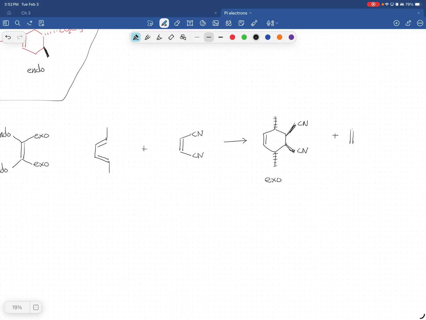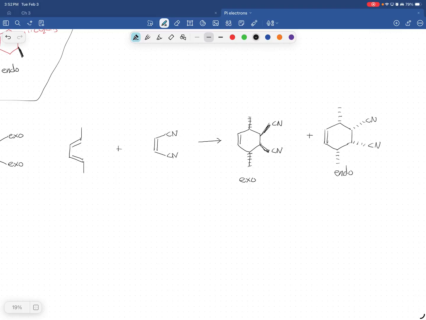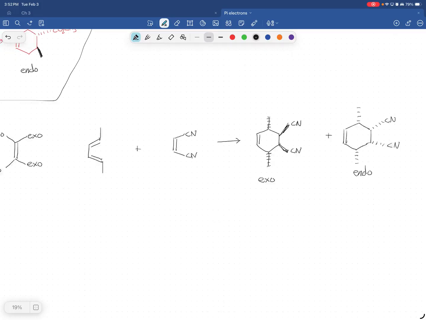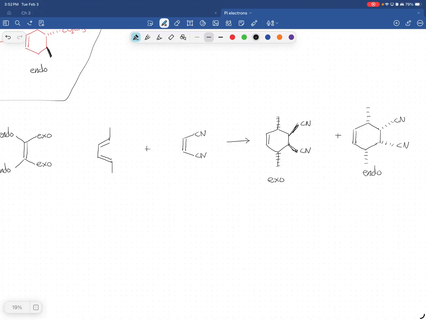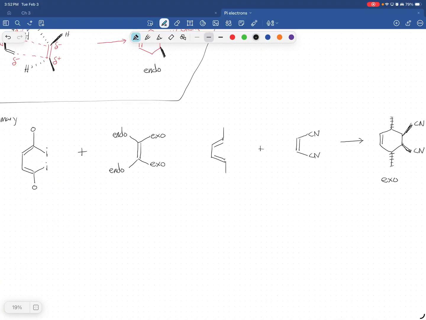Now, if I have these substituents on the dienophile cis to the groups on the exterior, right here, I have this adduct. This is endo. Okay, so that's my process here. You look at the groups that are outside and inside.